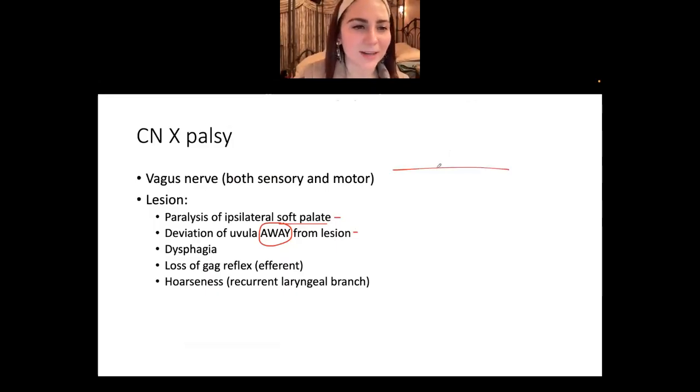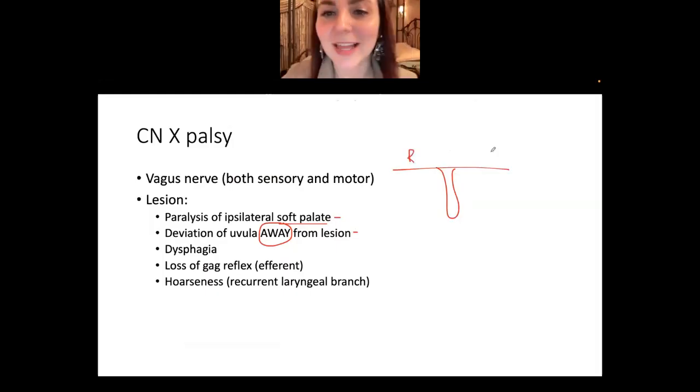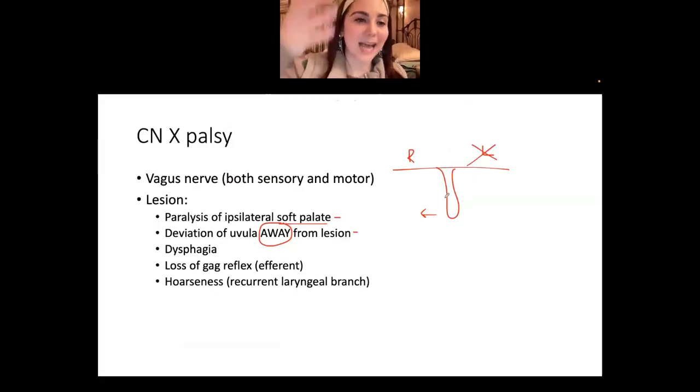The way people get kind of confused with that, but remember the uvula hangs? Oh my gosh, I'm sorry. That's the best I can do with the uvula. So let's say this is the right side, this is the left side. If you lesion cranial nerve 10 on the left, this is going to deviate this way. And the reason they think that, and how you can think about this so you're not memorizing it, is the uvula is hanging.